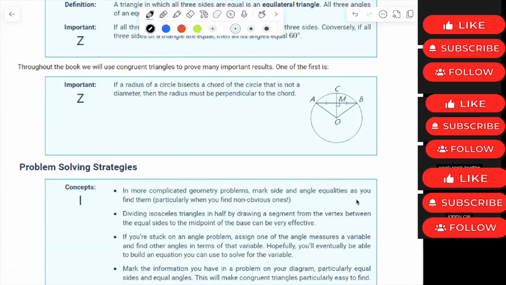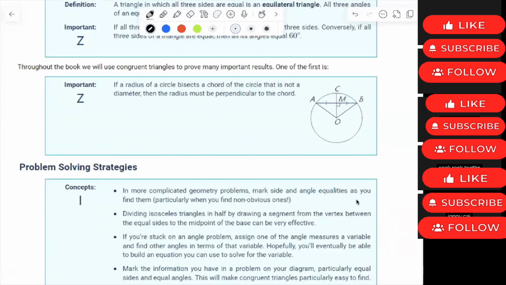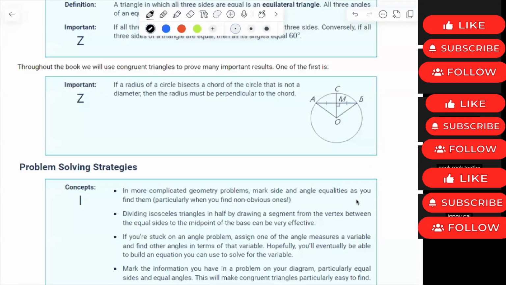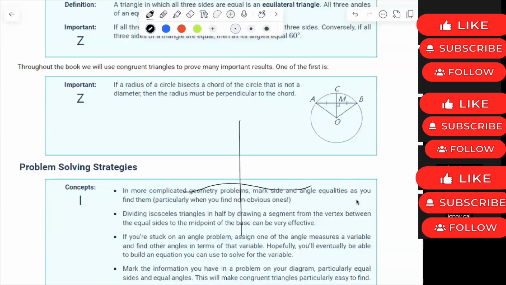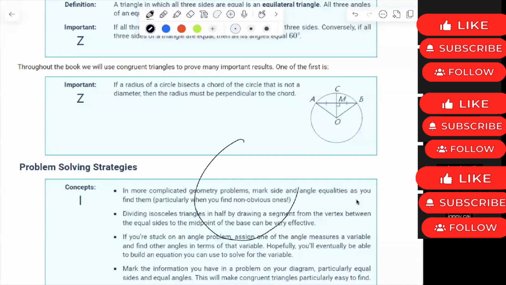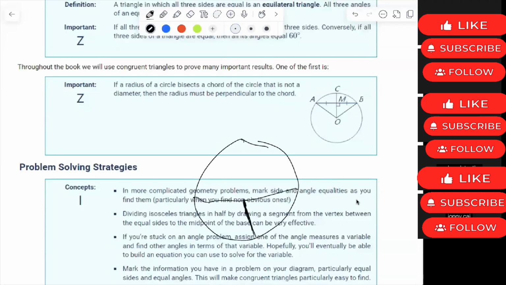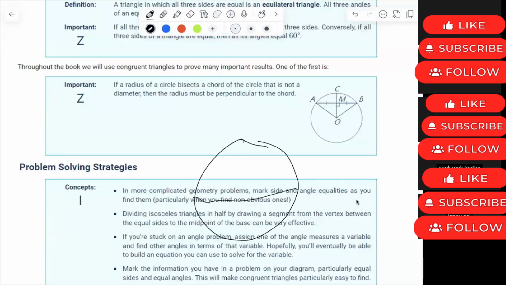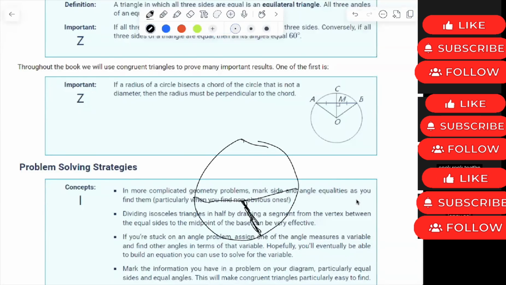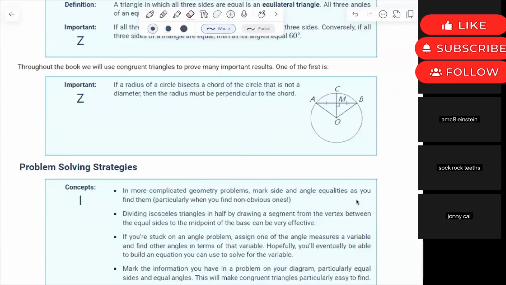And if a radius of a circle bisects a chord of the circle that is not a diameter, then the radius must be perpendicular to the chord. Now, if it was a diameter, and you draw a diameter, the radius can be at any angle. Because this is just basically half of a circle, so you can have any angle, so it won't be perpendicular, right? But if it's a chord, that's a different answer, right?